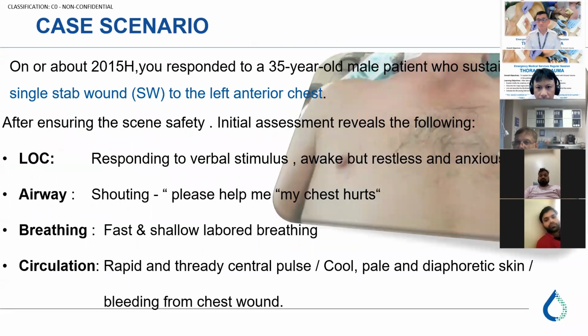Okay, case scenario. This is how we start our presentation. For everybody's information, let's read together the case scenario. I'll read it aloud. On or about 8:15 in the evening, you responded to a 35-year-old male patient who sustained a single stab wound to the left anterior chest. This is a real case. You might be wondering, is it residential or community? No, it happened in the industrial area. So, a single stab wound to the left anterior chest.